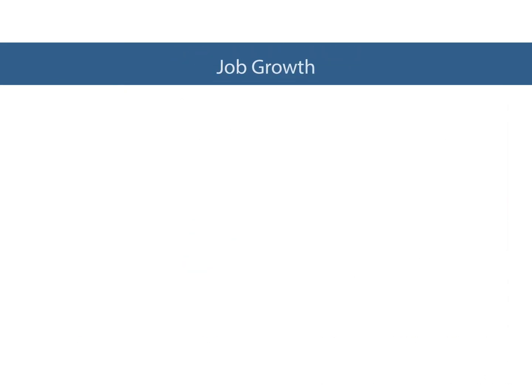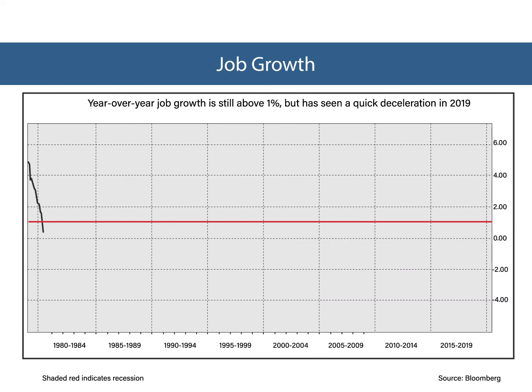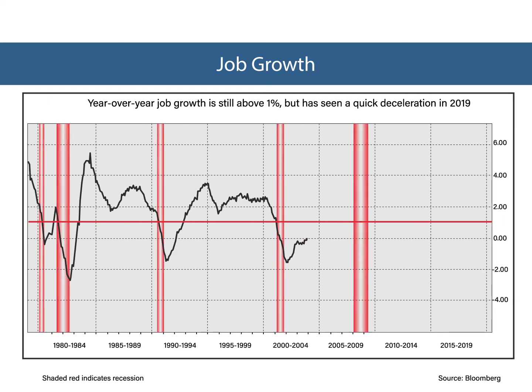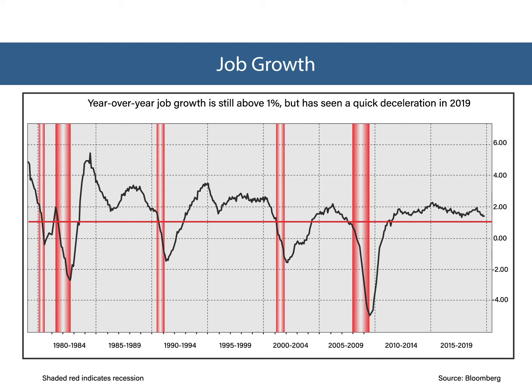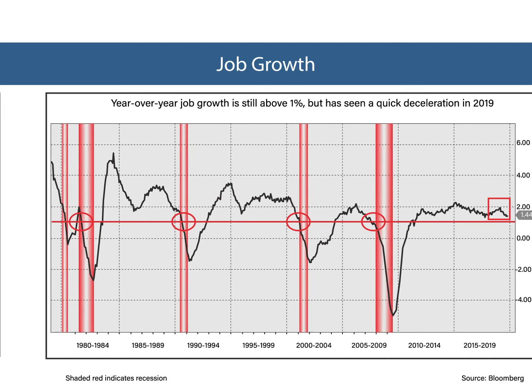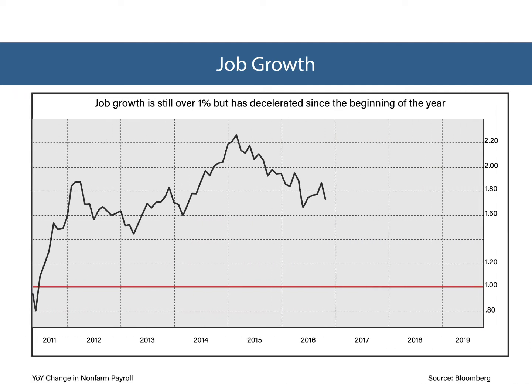The second indicator we've been following rather closely is job growth. Going back to the 1980s, again, the red vertical lines are where we've had recessions. You can see when year-over-year job growth declines below 1%, it typically coincides with the start of a recession. If you zero in on the last 8 years, going back to 2011, you can see we've had a very healthy period of job growth.